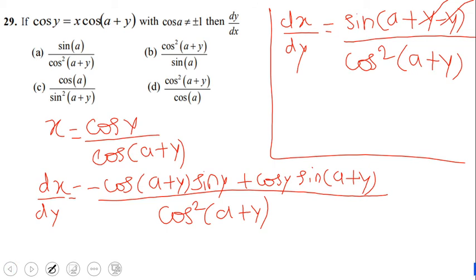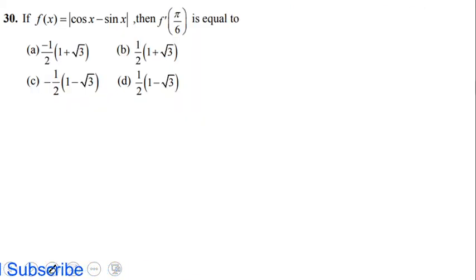Now dx upon dy is sin a divided by cos square a plus y. So we want dy by dx, so we have to take the reciprocal. Taking the reciprocal we get cos square a plus y divided by sin a. Therefore option B is the right answer over here. So like this we have to find a solution. Okay, we'll move to the next example.